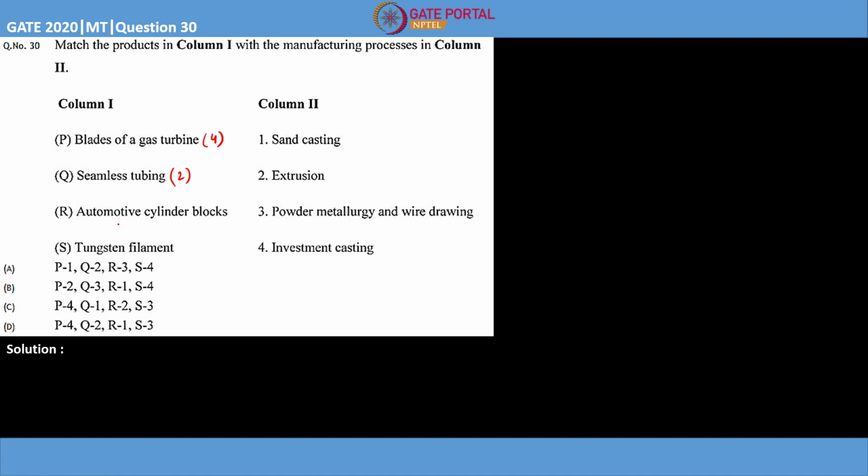Now automotive cylinder blocks, they are basically made by casting, and that too by sand casting, right? So the option for R is option 1 in column 2.